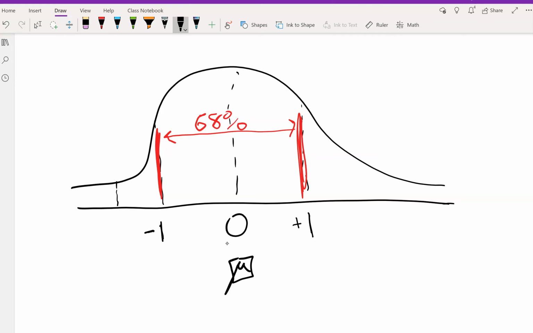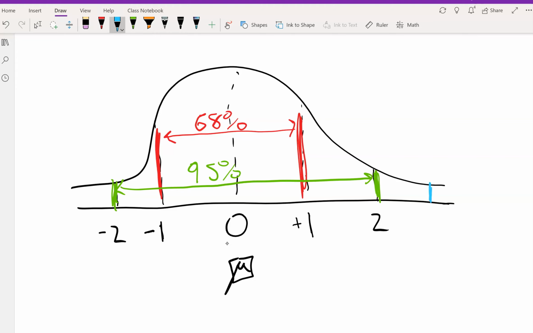From -2 to 2, we get an even cooler idea. From -2 to 2, we learn that 95% of the population fits between -2 and 2 on the z-chart. What that means is, again, 95% of the population. So if I study 100 people, their IQs, their heights, their weights, their incomes, whatever you're trying to study about them, 95 out of 100 will fit between -2 and 2 in standard deviations from the center, if you get to use the normal model.